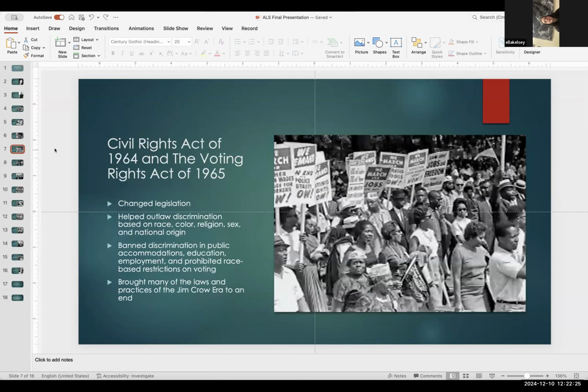The Civil Rights Act of 1964 and the Voting Rights Act of 1965 were key turning points in the history of African Americans and Latinx because they helped gain them more basic rights and equality in the United States. Obviously, it didn't get all of those rights and equality, but it helped with most. So these two acts changed legislation. They helped outlaw discrimination based on race, color, religion, sex, and national origin. They also banned discrimination in public accommodations, education, employment, and prohibited race-based restrictions on voting. They also brought many of the laws and practices of the Jim Crow era to an end.